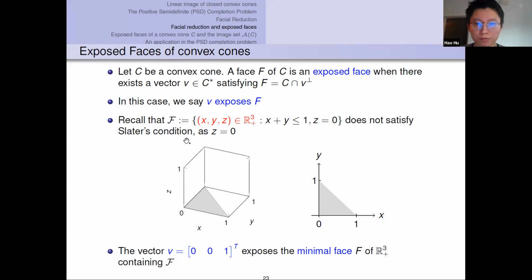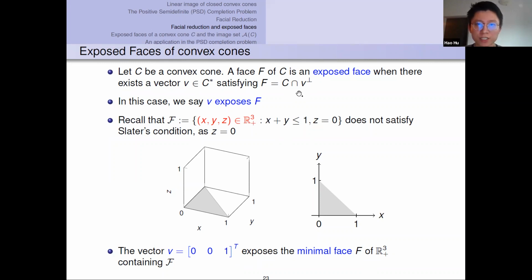For example, in this linear program example, we know that the feasible set does not satisfy Slater's condition, and we can construct an exposing vector V, which is (0, 0, 1), which is clearly in the dual cone of R3 plus, and that vector exposes the minimal face F of the non-negative orthant containing the feasible region.